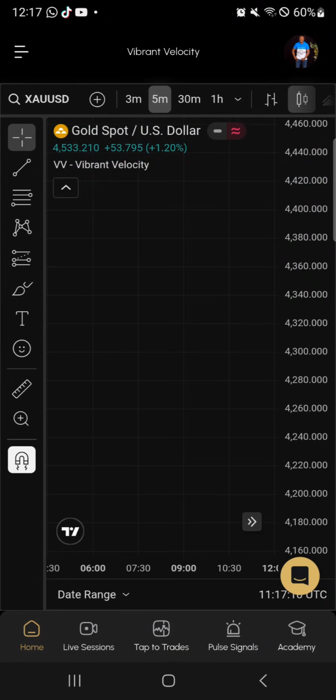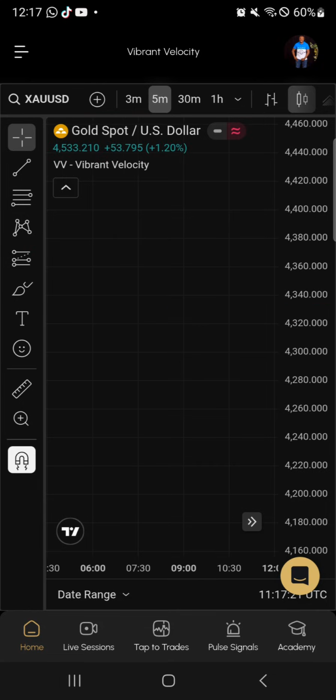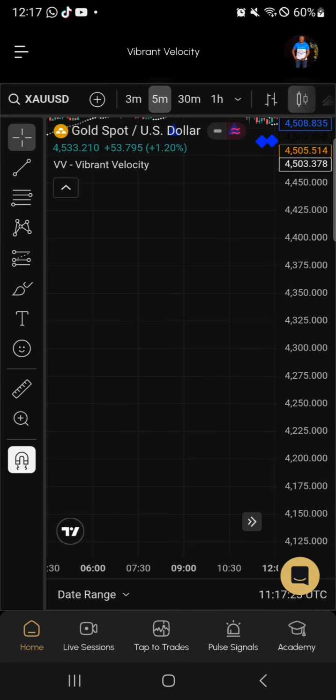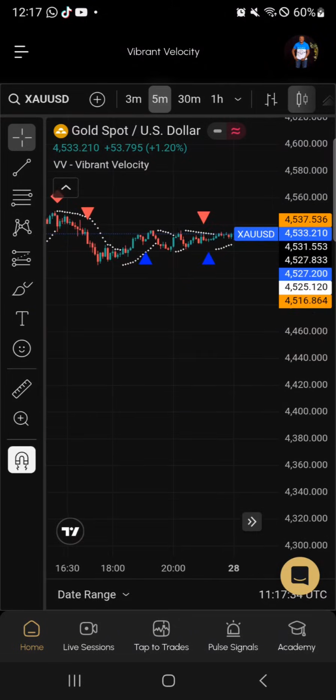Once you come to the 5-minute time frame and you are seeing the same thing you are seeing in 1 hour, meaning you are seeing the blue triangle or the blue diamond below the candle patterns, or white dots below the candle patterns in the 5-minute time frame, then you enter for your buy.